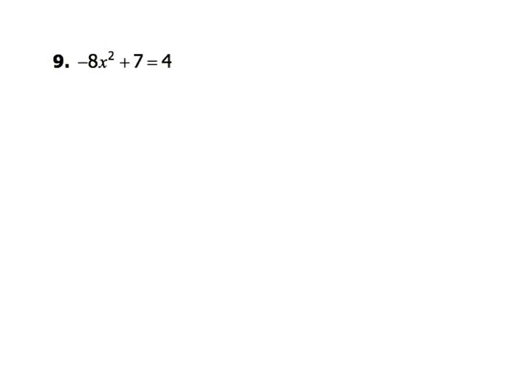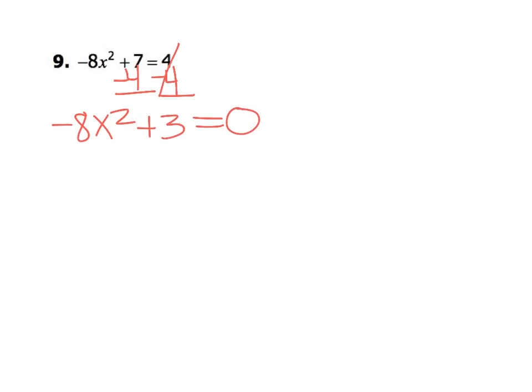All right, number 9. First thing we want to do is make sure it's set equal to 0. So we're going to subtract 4 from both sides. Cancels out over here. We're left with negative 8x squared plus 3 equals 0. Now we want to identify our a, b, and c. So a equals negative 8. B equals 0 here because there's no bx. And c equals 3. Then we want to take each of these values and plug it into our formula.